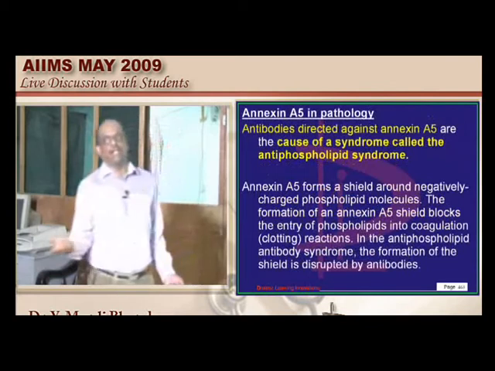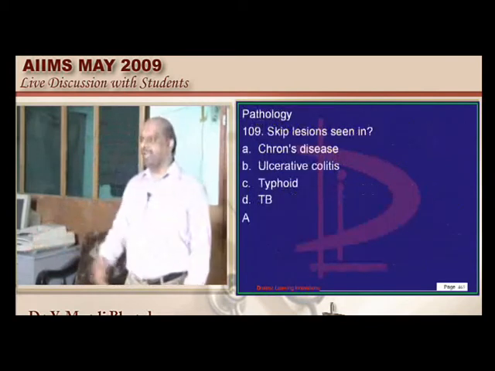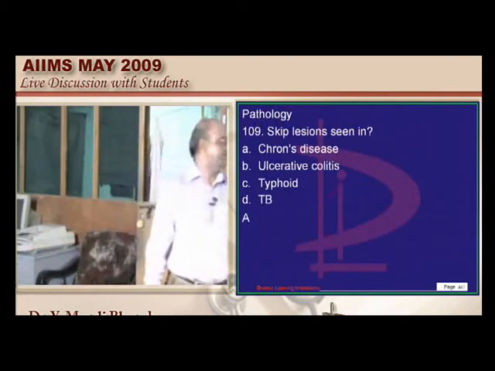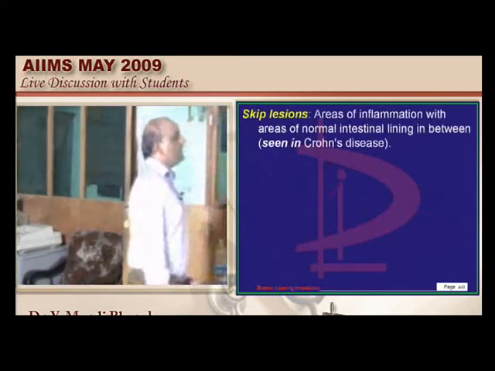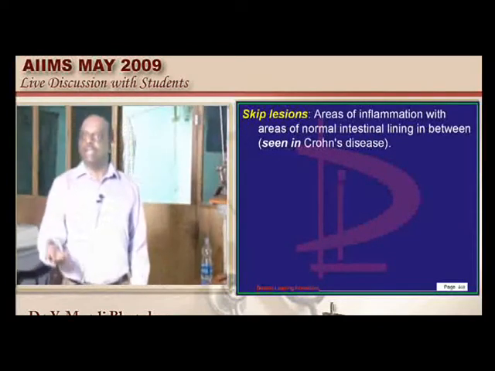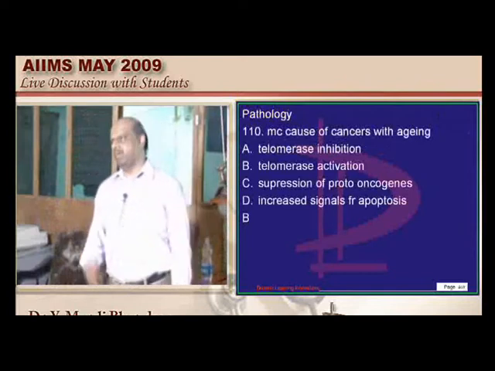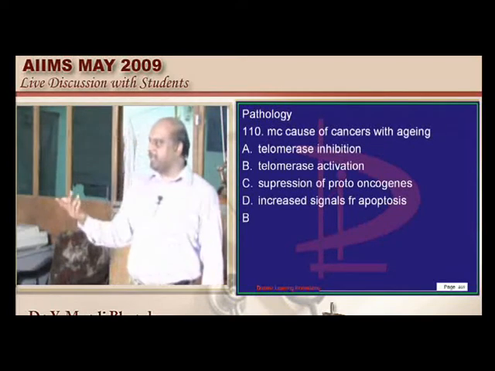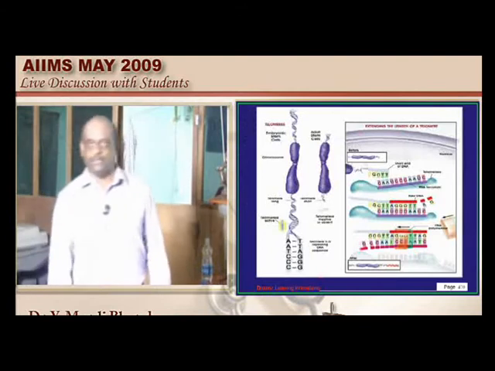Skip lesions are seen in Crohn's. Crohn's versus ulcerative colitis, one question, without that where is the paper? Then what is the cause for aging and cancers? Once more, without telomerase there is no question paper at all. Many times we discuss this topic.